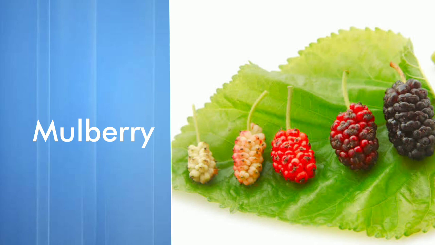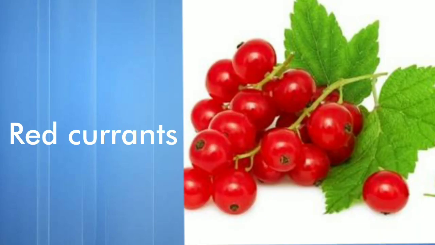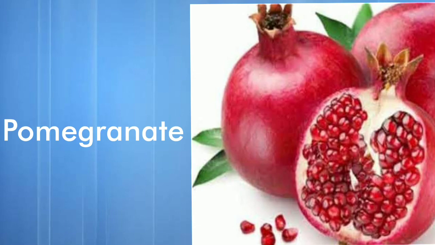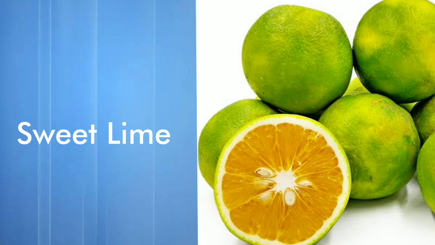Next we have red currants. These are red currants. What are these? Next we have banana. It's a banana. What is it? Next we have pomegranate. It's a pomegranate. What is it? Next we have sweet lime.